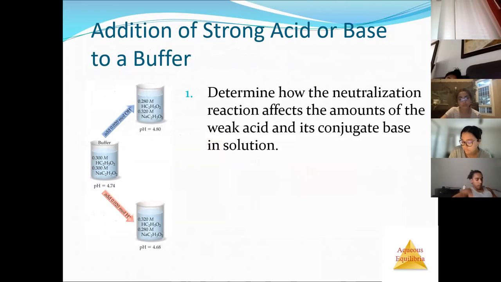Okay, I have a buffer of 0.30 molar acetic acid and 0.30 molar sodium acetate. I add 0.020 moles of OH, a strong base. The strong base will react with the acid. Now, if I react the OH with the HC2H3O2, I make NaC2H3O2.